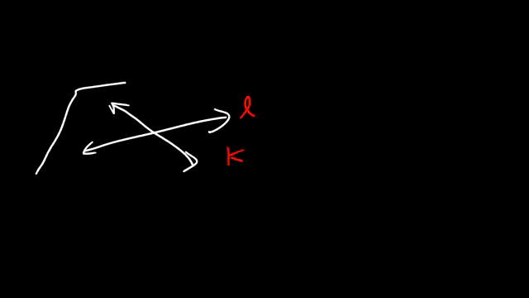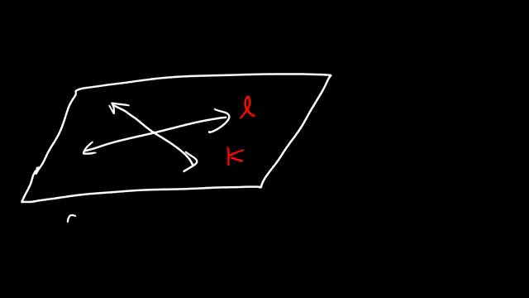So two intersecting lines are coplanar lines. Now, because skew lines are non-coplanar, they cannot intersect. If they did, they would be coplanar. So skew lines never intersect.